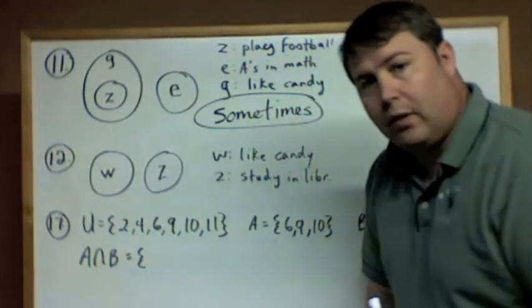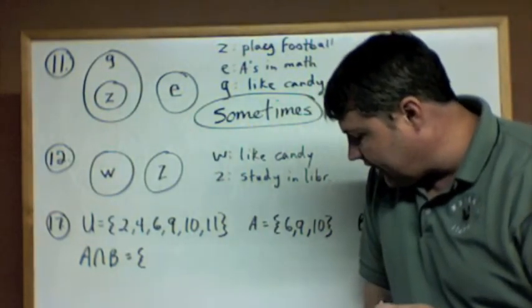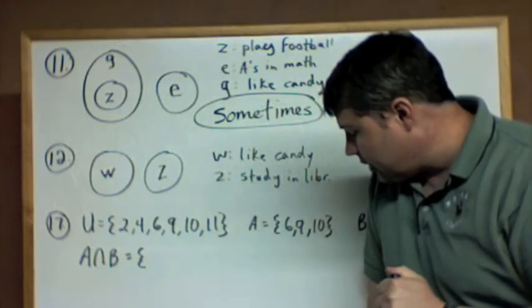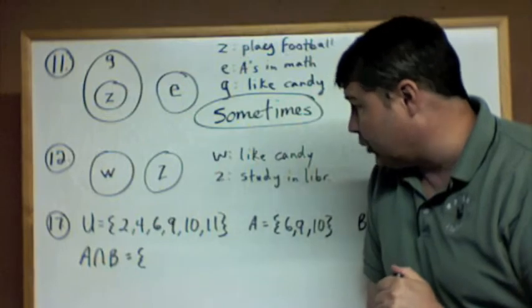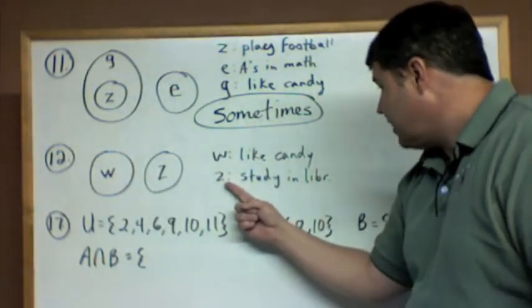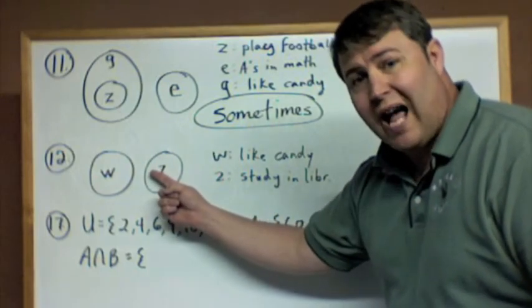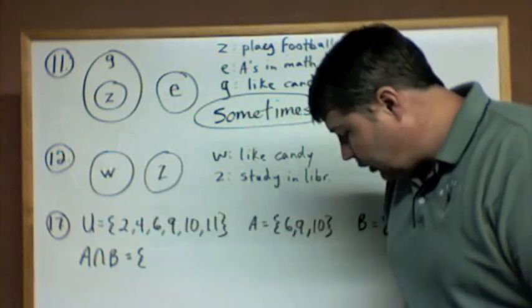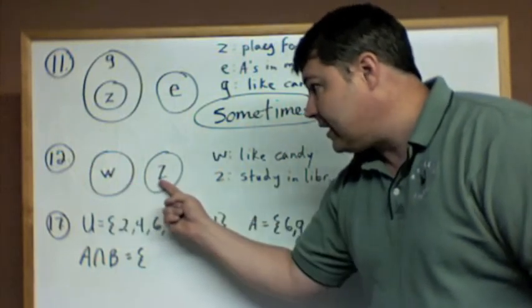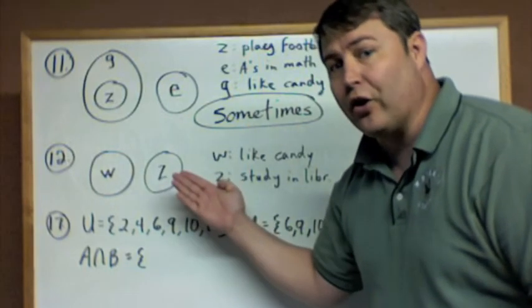Same kind of problem for number 12. Number 12 says the number of students who like candy are blank, sometimes, always, or never, the same students who study in the library. Well, if they like candy, they're in W, and if they study in the library, there's Z. Any place those overlap? No, sure doesn't look like it. So if you like candy, you do not study in the library according to this Venn diagram. So this is going to be never.